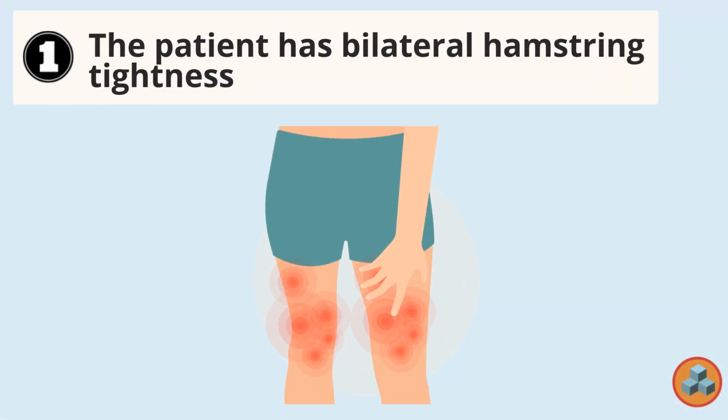Option 1. The patient has bilateral hamstring tightness. Hamstring tightness is a very common finding in patients with low back pain. When you stretch a tight hamstring, where do you feel it? Tightness is felt in the leg being stretched, not in the opposite leg. Hamstring tightness cannot explain why raising the right leg produces symptoms in the left leg. This option can be eliminated quickly.